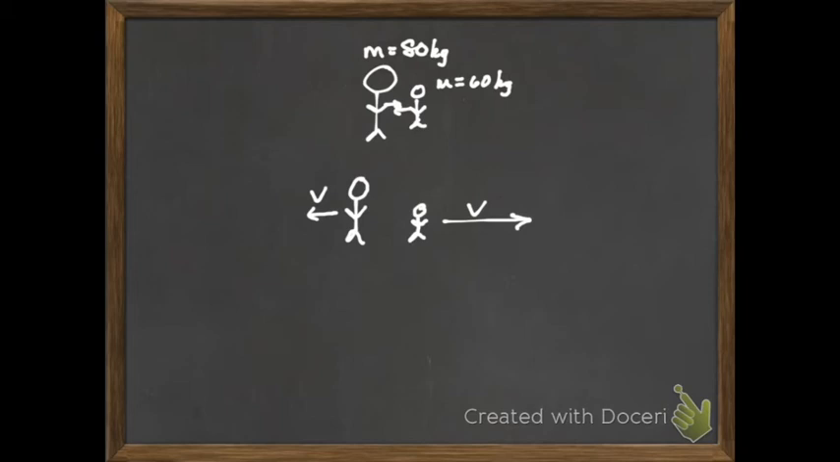So how is it that the little astronaut moves away at a greater rate than the larger one? The answer is, each astronaut, let's label them 1 and 2, pushes on the other with equal but opposite forces. And if that's the case, then we can write this out as, well, each force, because of Newton's second law, is a mass times an acceleration.